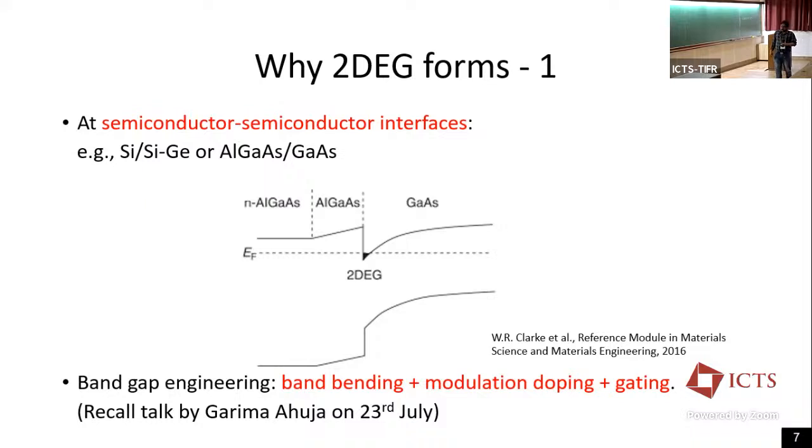Okay, so this band gap engineering, which is basically the combined effect of band bending, modulation doping, and gating, can lead to the formation of 2DEG, especially at this kind of interface.